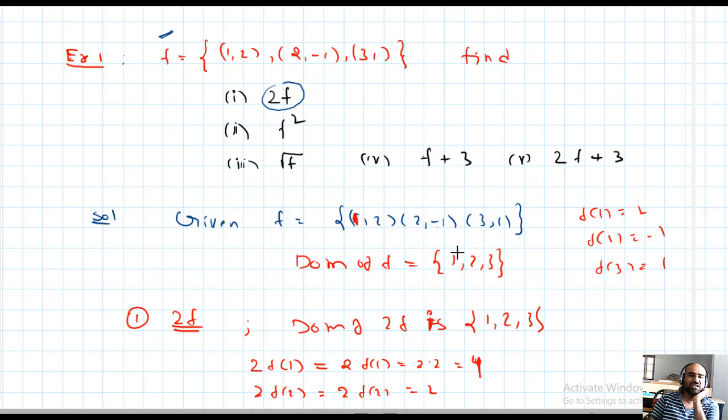What is the value of f of 2? F of 2 is minus 1. So I write 2 into minus 1, that is equal to minus 2. What is the meaning of this? 2 is paired with minus 2 according to the new rule.